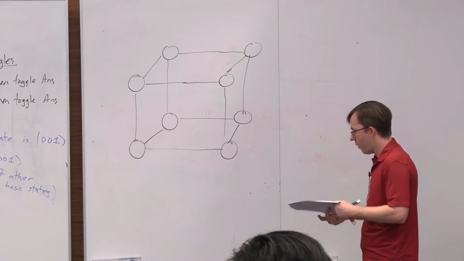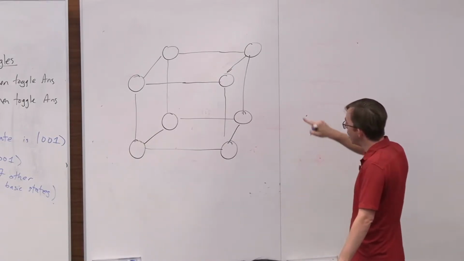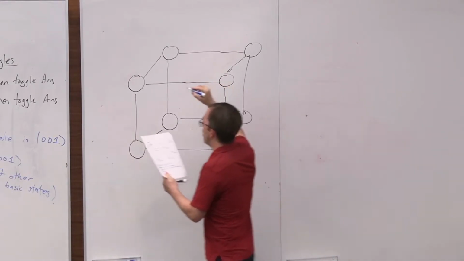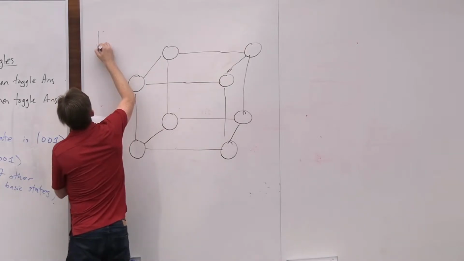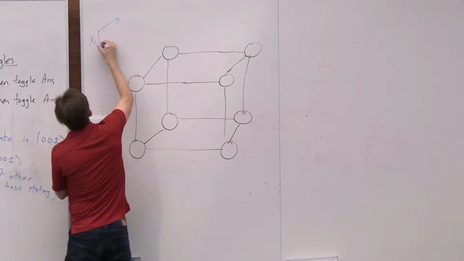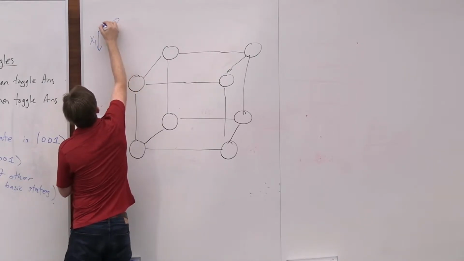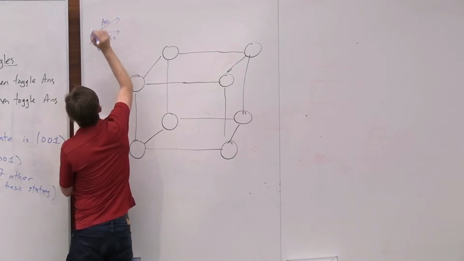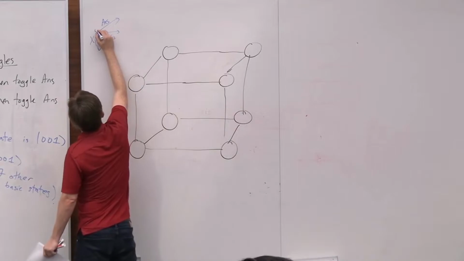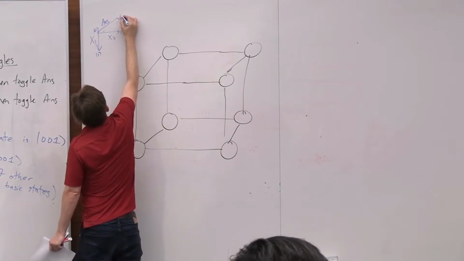Now, why do I draw a 3-dimensional cube? It's because we have 3 qubits, and each qubit is associated with a direction. Let me draw this legend in the corner. Up and down is going to be associated with x1. Left and right is associated with x2. And in and out is associated with ants.